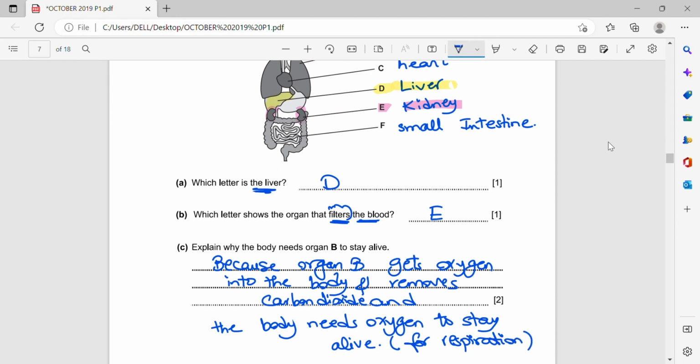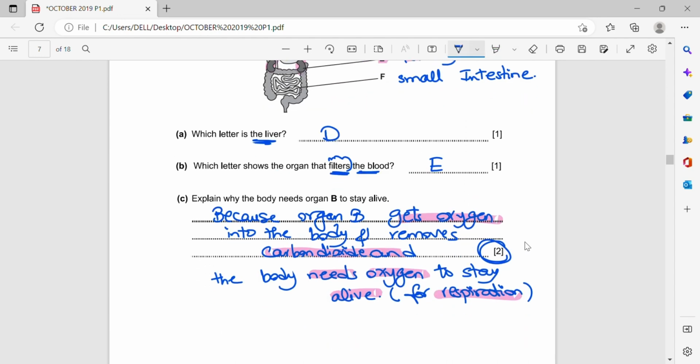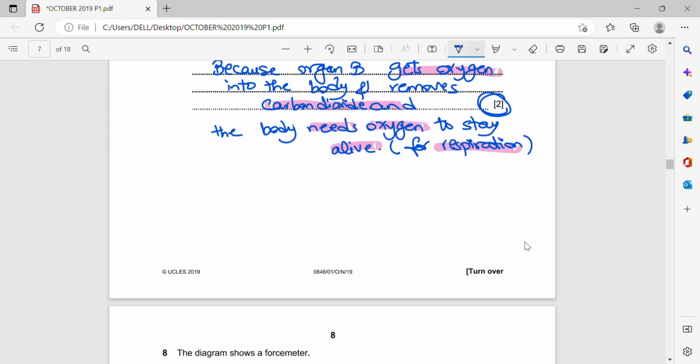respiration. This question out of 2 marks يبقى لازم we have to mention 2 points. أول point قلنا exchange of gases, oxygen gets in and the carbon dioxide gets out, and we need oxygen to stay alive. In other words, for respiration. يبقى لو كتبنا كده ناخد الفول mark.